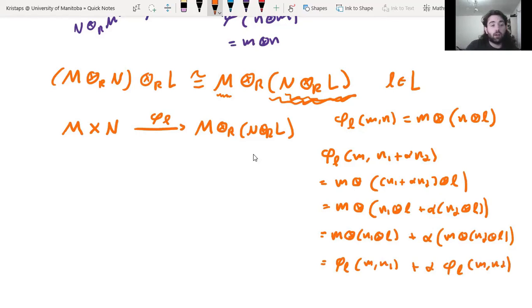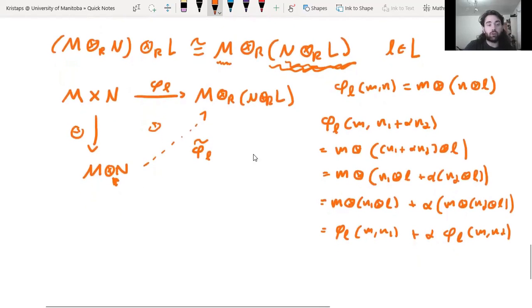And so by the universal property of tensor products, that tells us that we get a unique map making this diagram commute, which I will call phi sub L tilde.